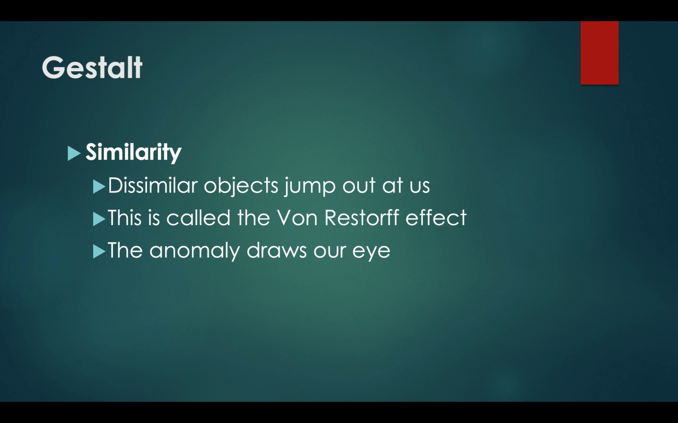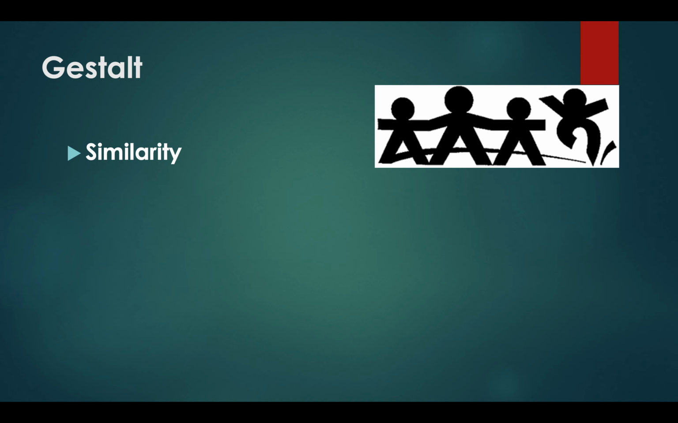A corollary to this is that things that are dissimilar jump out at us. So if you had a whole pestle full of green apples and one red apple, your eye would be immediately drawn to the red apple. And this is called the von Restorff effect. So the thing that's the anomaly, the thing that seems out of place, our attention is drawn to it. So again, this is something we can use to our advantage.